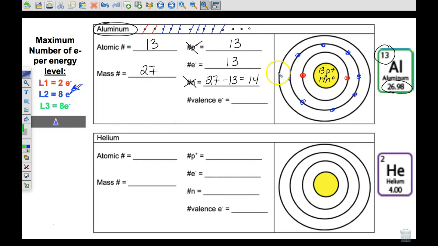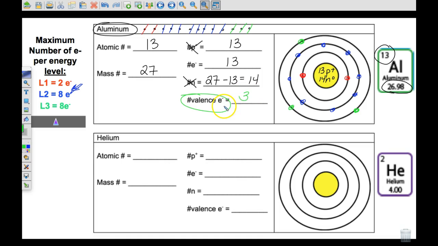So what this means is that these remaining 3 electrons have to go into the outermost ring available to me on my diagram. And because I've plotted the last 3, I can cross out the last 3 on my cheat sheet. So after I plotted my 13 electrons, 2 in the first level, 8 in the second, and 3 in the third, now I can focus on the number of valence electrons, which are the number of electrons in the outermost shell. And because I have 1, 2, 3 electrons in the outermost shell, I have 3 valence electrons.